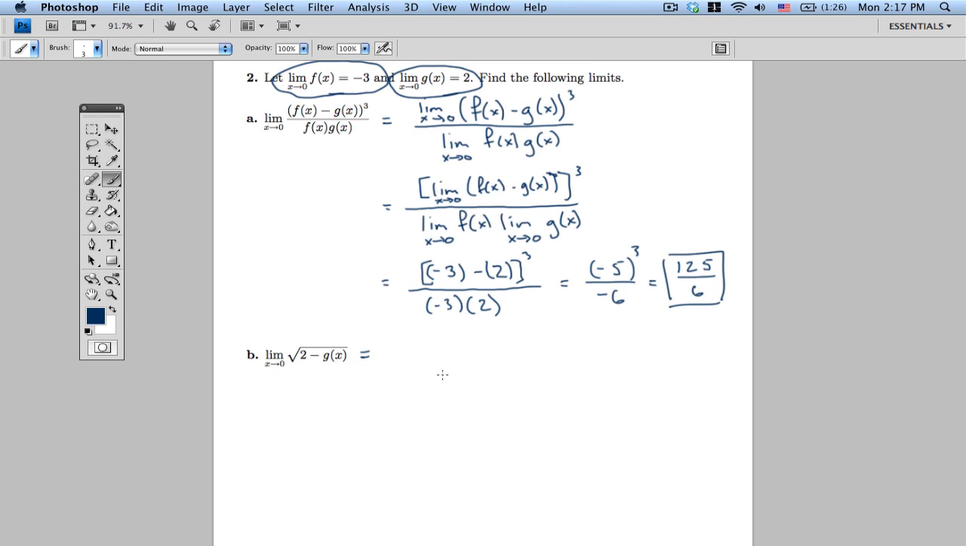For B, there's a little bit less work to do. In B, we've got the limit of the square root of some things, right? And again, using the property that exponentiation inside the limit can come outside the limit, we can turn this into the square root of the limit as x goes to 0 of 2 minus g of x.